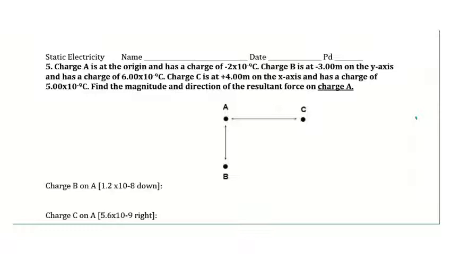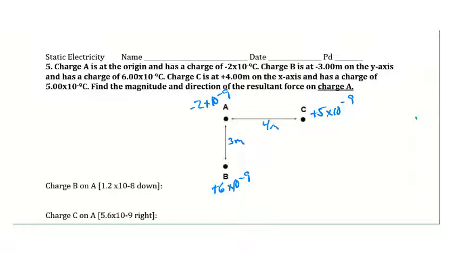Charge A is at the origin, has a charge of -2 times 10 to the -9 coulombs. Charge B is at -3 meters on the y-axis and has a charge of 6 times 10 to the -9 coulombs, and charge C is at 4 meters on the x-axis and has a charge of 5 times 10 to the -9 coulombs. Find the magnitude and the direction. So let's take a look at this. Go ahead and label all the givens.